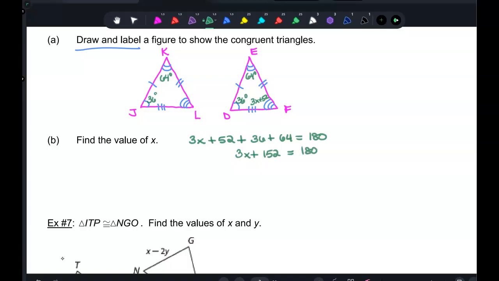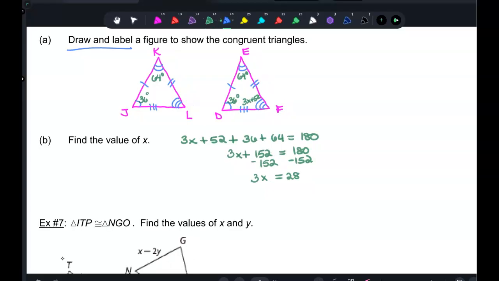Okay, now I want to subtract 152 from both sides. Oh, I gave you a weird number, huh? Is it 28 over 2? It's just going to be 28 over 3. Okay. Which is, that's okay. We can get a fraction. So 28 over 3. So 3 times 28 over 3 plus... So that's all I was finding here. I just need to figure out what X is equal to.